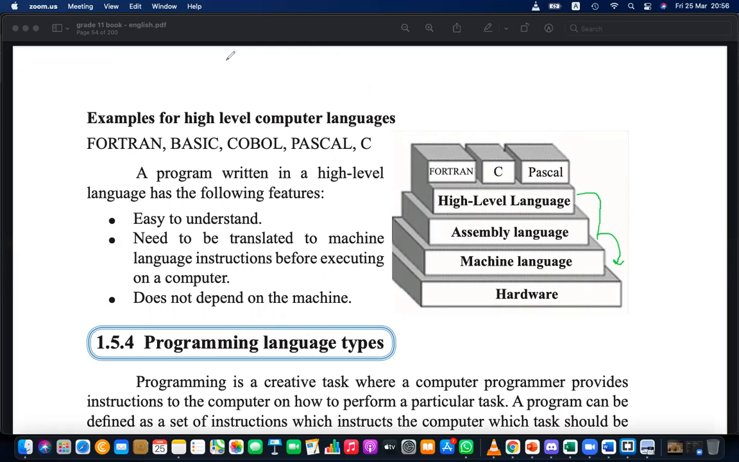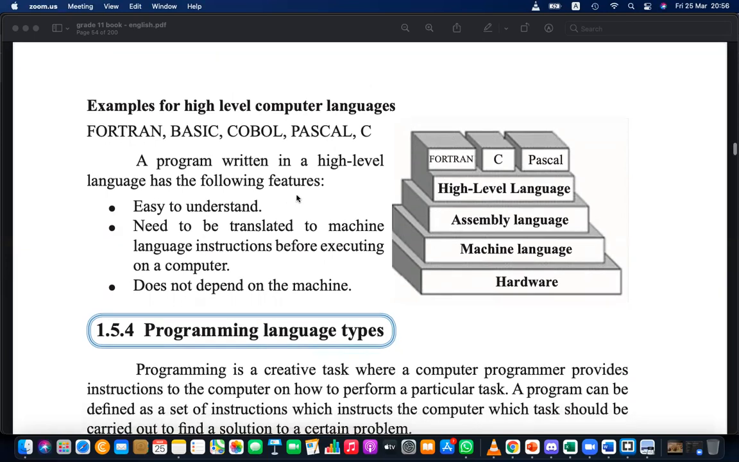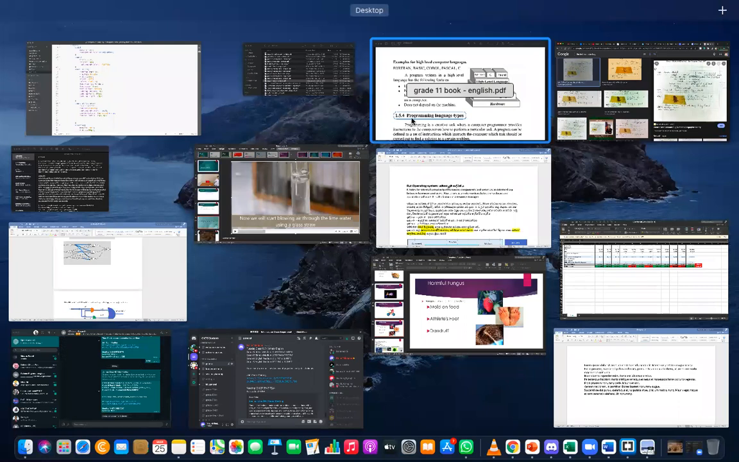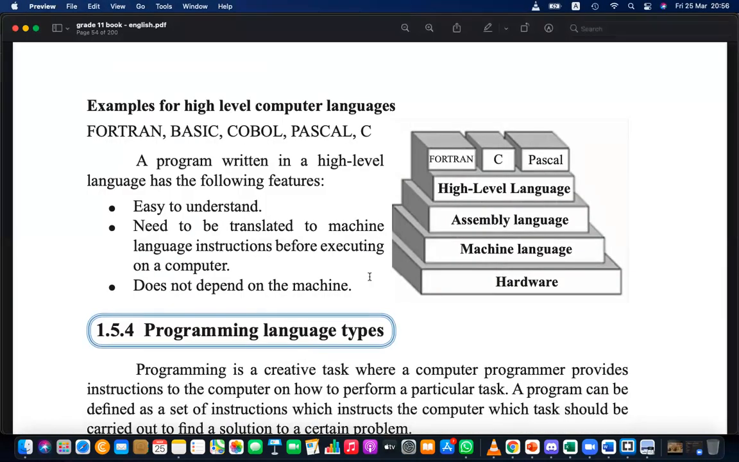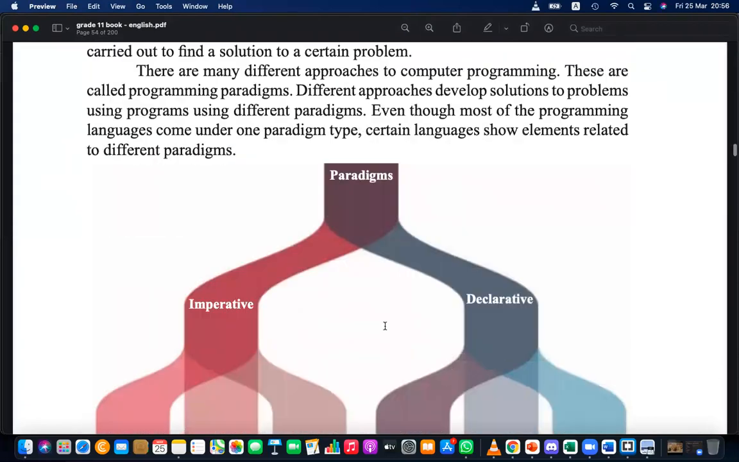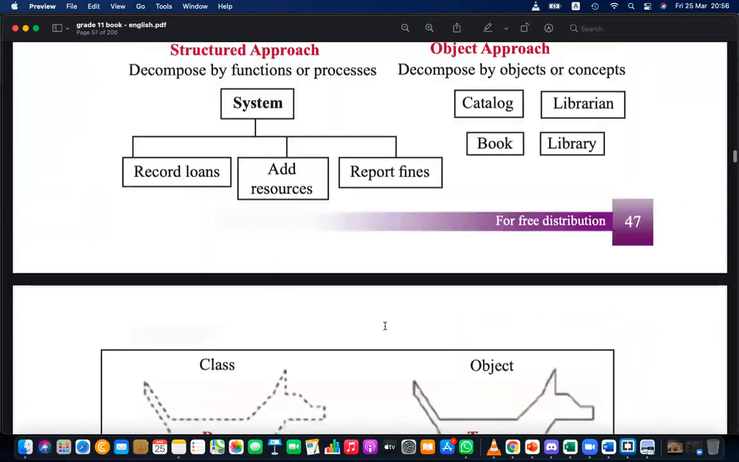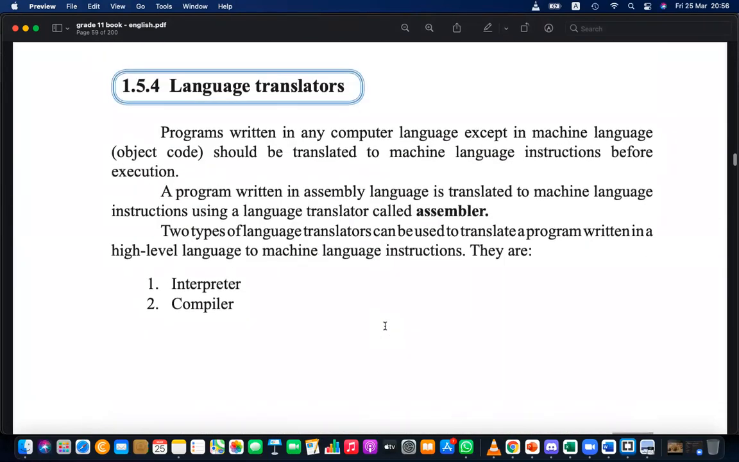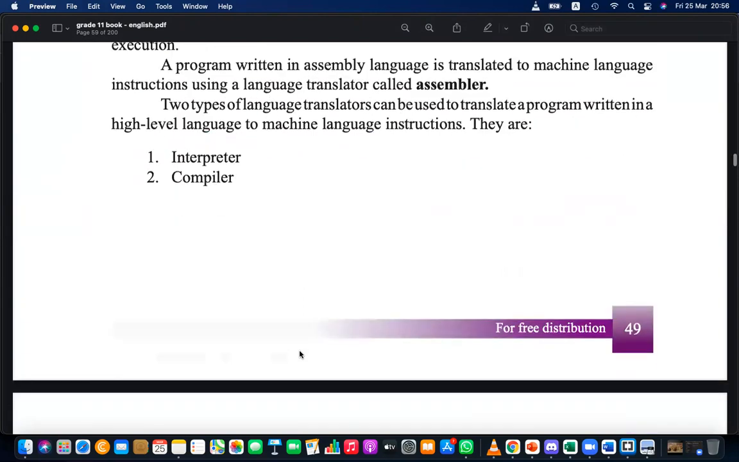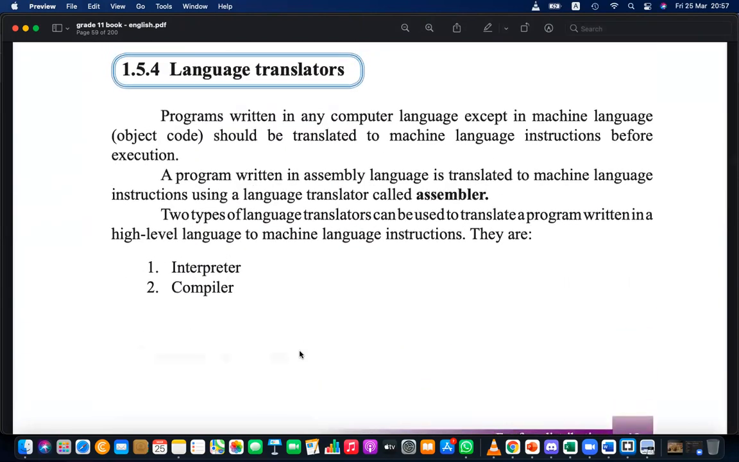So we need translators. There are two types of translators. Can you remember this? What are they? These translators are called compilers and interpreters. Assembler is one translator, we already learned. And there are two translators, compilers and interpreters, on page number 49. So please write high-level language translators as the heading, and interpreter and compiler.